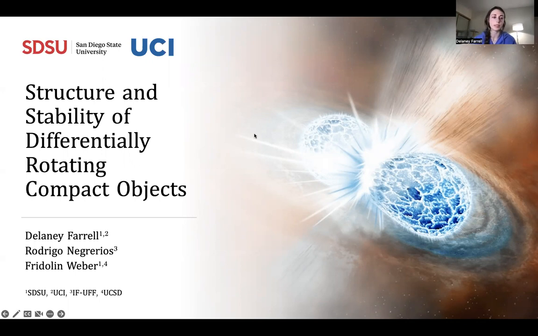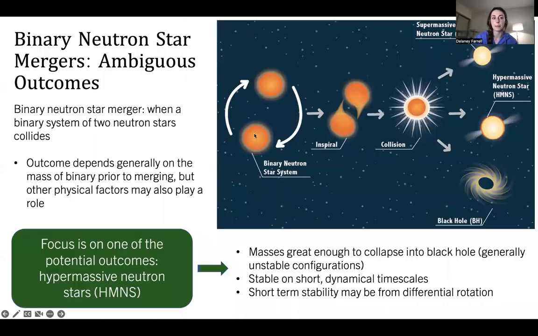Dr. Friedhelm Weber. And today I'll be talking about a project we've been working on that explores the structure and stability of differentially rotating compact objects, specifically neutron stars.